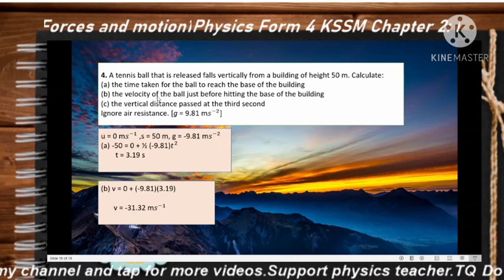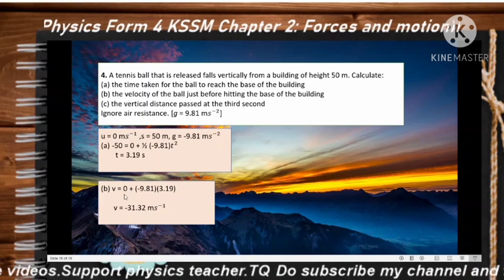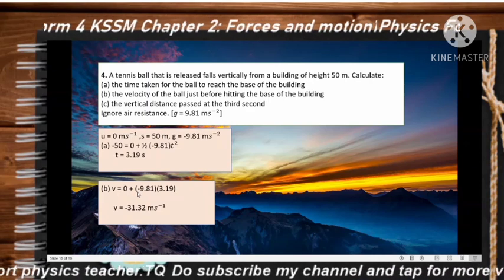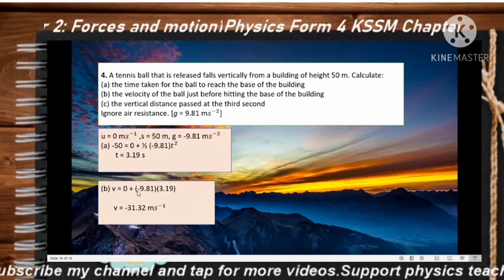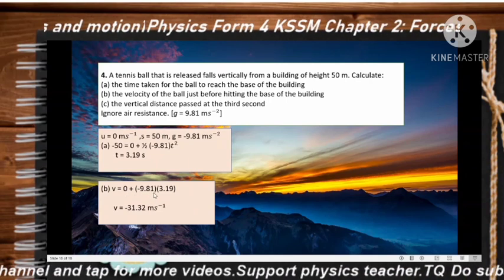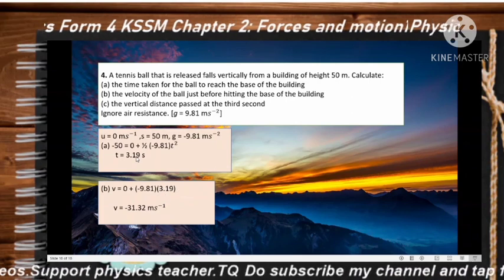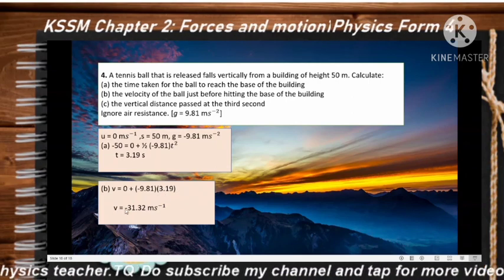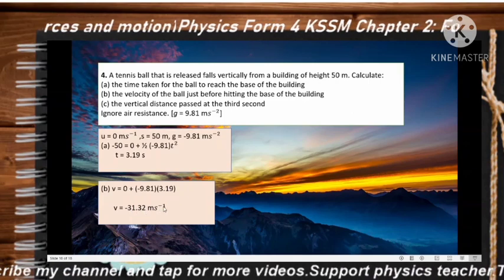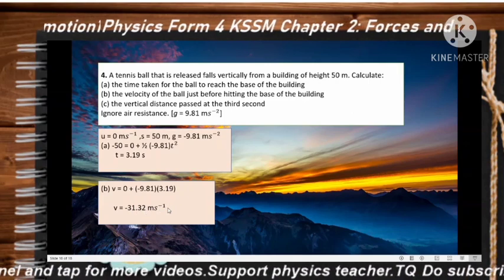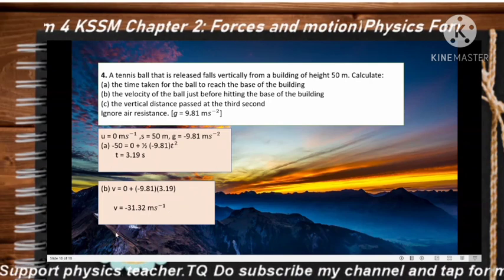And then B, the velocity before hitting the base of the building is the final velocity. So v equals u plus at. Initial velocity 0. g is negative 9.81. And then t is 3.19 from here. So the value of v that we get is negative 31.32 meter second negative 1. Because the downward direction is negative, the value of v is negative.